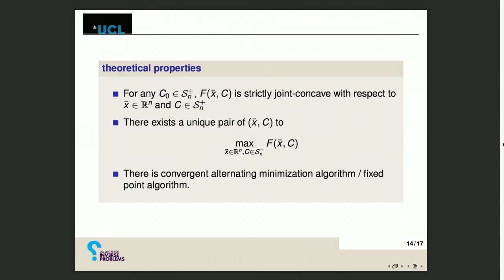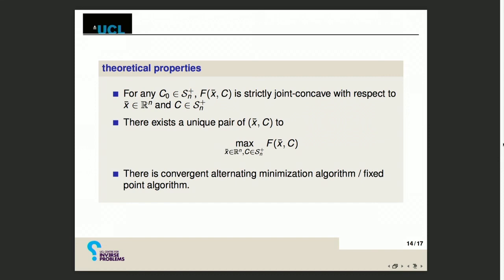Because of this explicit form, we can see a few things about the functional. For example, the functional is strictly jointly concave with respect to the parameters we are interested in. This means that the problem is quite easy. From the theoretical perspective, everything is just like convex. Because of that, we can also show that we will have a unique optimal approximation in the Gaussian family. And further, we can develop alternating minimizations that we can prove will always converge.